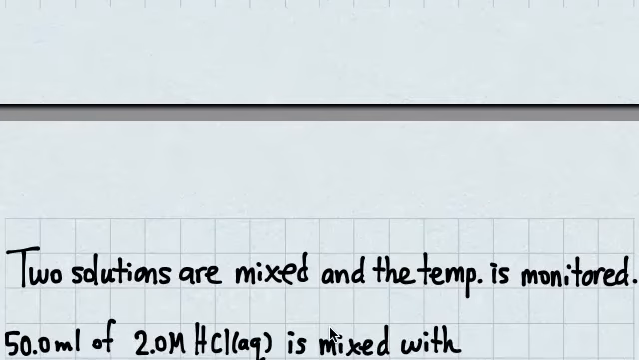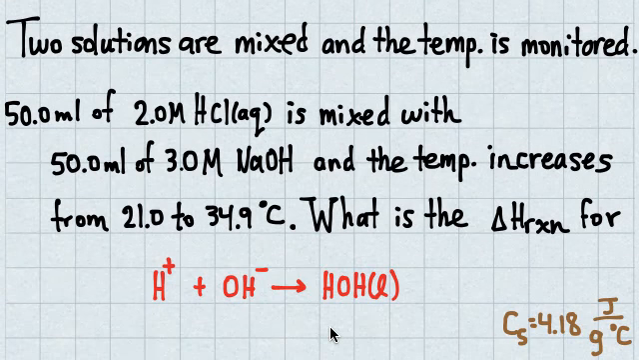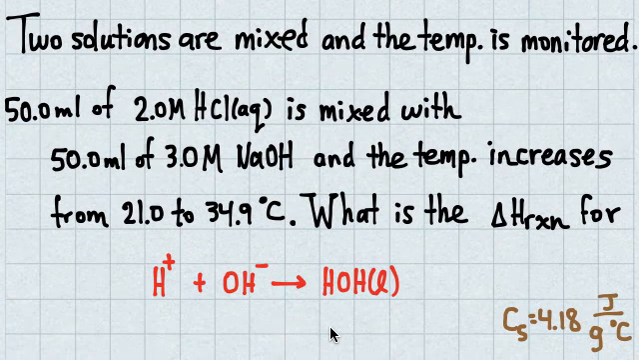Interesting, yeah? Here's another example. Two substances are mixed and the temperature is monitored. The substances are an acid and a base. I forgot to write aqueous in back of this NaOH, but it's aqueous. It's in the water, just like this HCl.